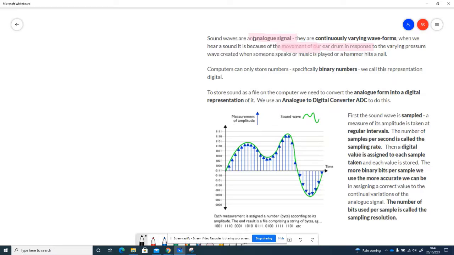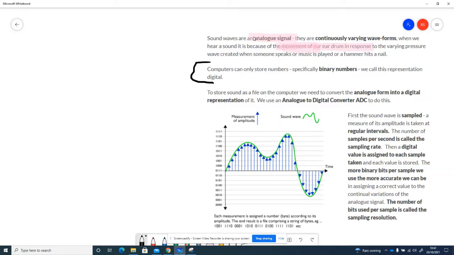It doesn't matter what analog signal it is, it's going to be a continuously varying value, and we can have some ideas of things that are analog, such as analog clocks or a speedometer on a car with a needle that keeps moving in response to the speed. All of those things are analog.